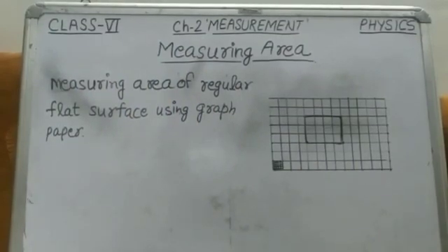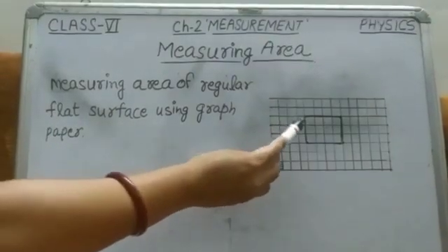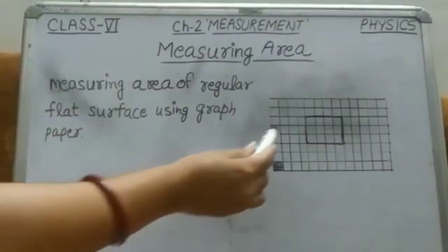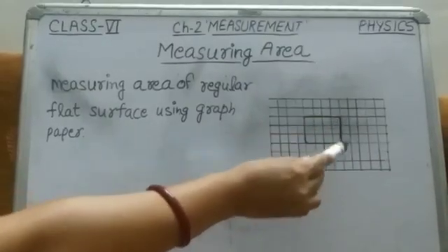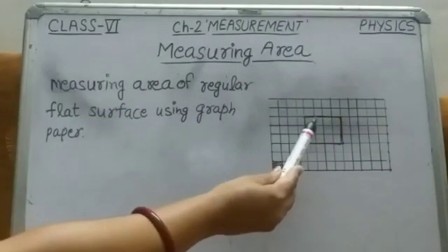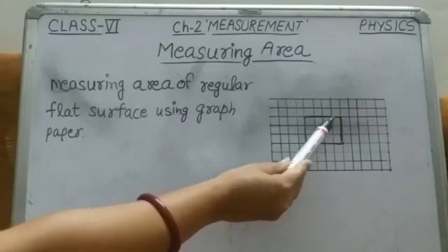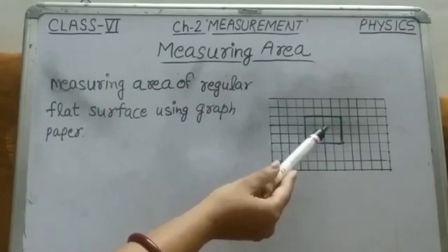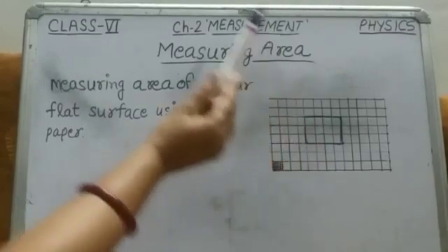To measure the area of a flat surface, for example a rectangular shape, what we will do, this shape is placed on a graph sheet. Okay, then draw the outline of that shape, then remove that shape from the graph sheet, and now you count the blocks, the squares which are within the enclosed boundary of that figure.